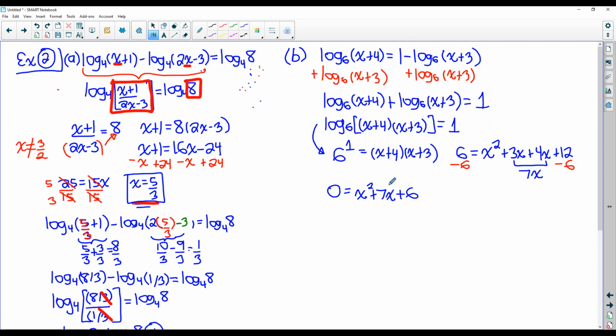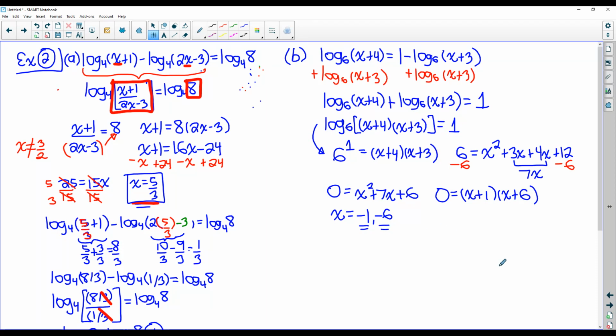Now, this is a quadratic that can factor using inspection. You just have to identify two numbers that add to give you the middle number and multiply to give you the constant. So that would be 6 and 1. So you'd have 0 is equal to x plus 1, and then x plus 6. And this is going to lead you to two potential solutions. So x will be equal to -1 and -6.